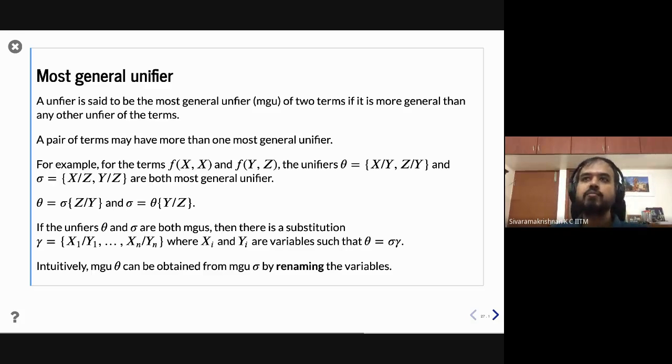And we will see an algorithm for computing the most general unifier. But it might be the case that the two terms might not unify. That's a separate question. The intuitive meaning here is if you have multiple MGUs, then one can be obtained from the other by just renaming variables.